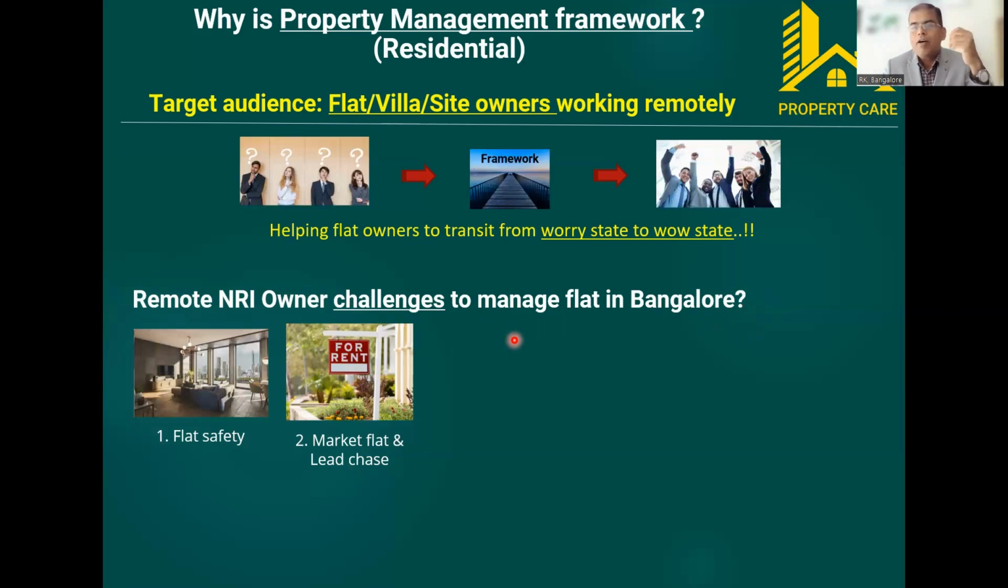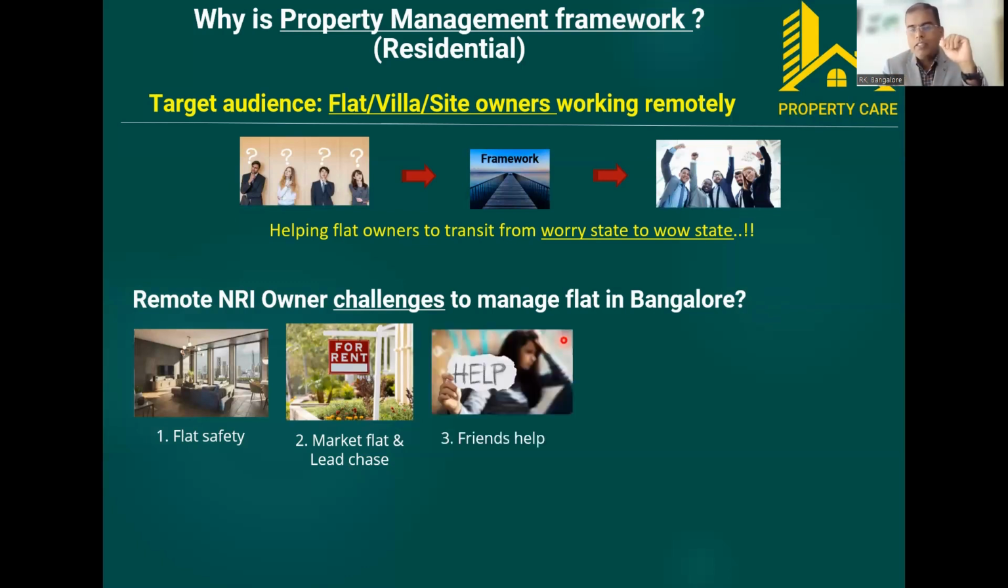Some properties are hot properties, where branded ones may go faster. But there are some properties that are not in that much demand, or the location is not in demand. So we have to continuously push that property in the market and try to fill it.